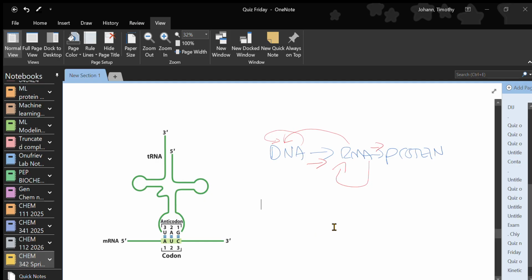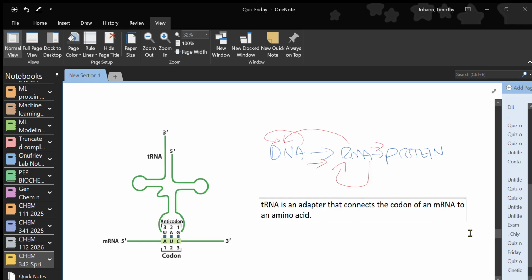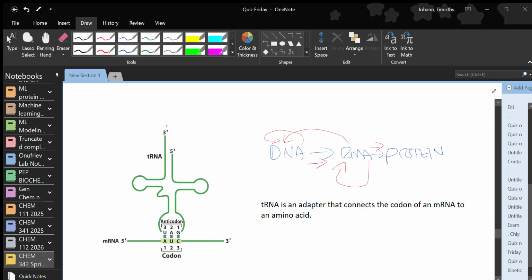So tRNA is an adapter that, we'll say, connects the codon of an mRNA to an amino acid. All right, so if we look at this, what you would have here is some amino acid attached, and we'll talk about how that is, but you have some amino acid attached up here, right?